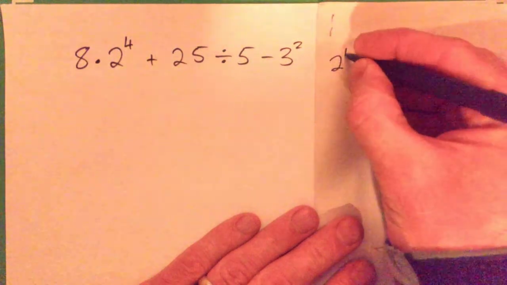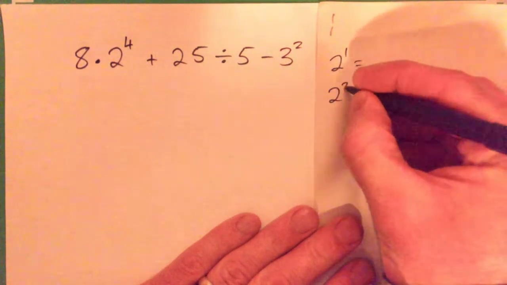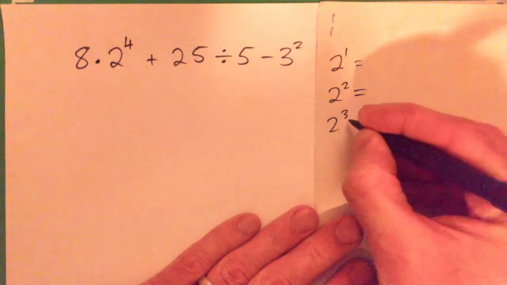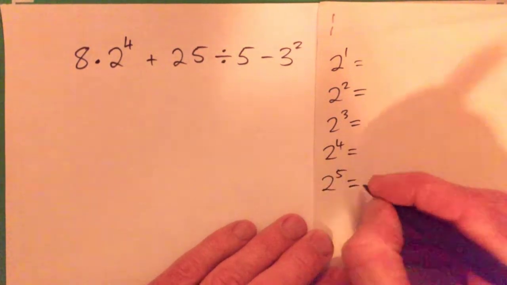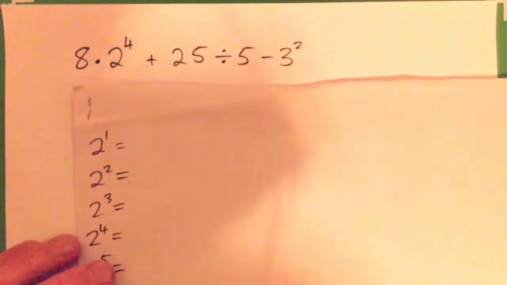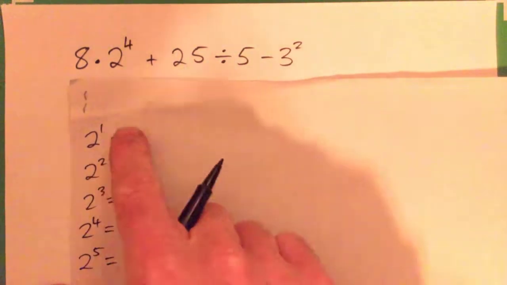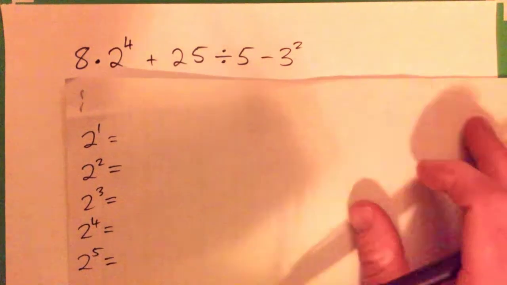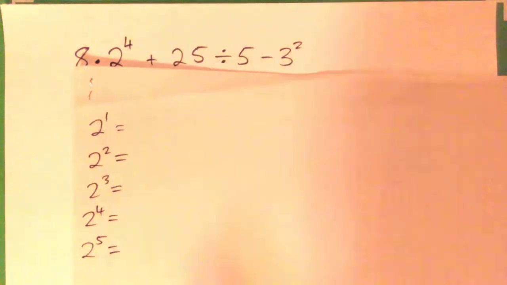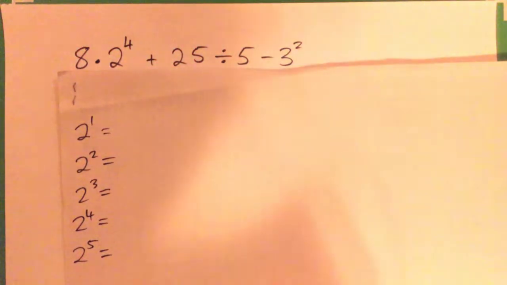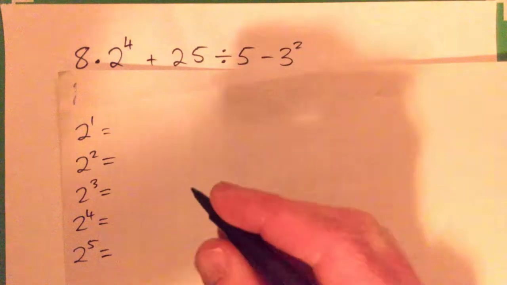We'll do 2 to the power of 1, 2 to the power of 2, 2 to the power of 3, 2 to the power of 4, 2 to the power of 5, right? Just to remind ourselves how exponents work. So let me know when you're ready to go with that. Yeah, we just write this down in a list here, so we remind ourselves how to do this stuff, right?